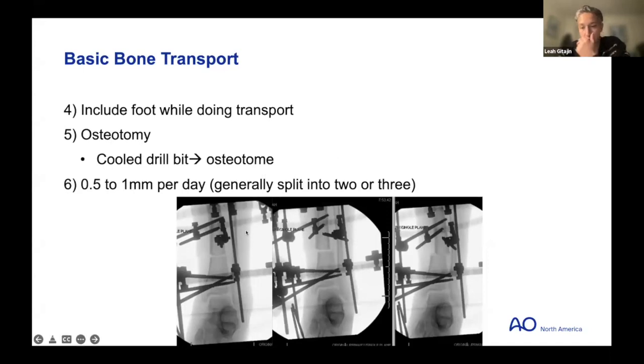And these fluoro images are just in the operating room. When you make your osteotomy, you always want to make sure that your osteotomy is complete and not tethered, so you move it back and forth a little bit. But when you think about a 5 centimeter defect at 1 millimeter a day, you're talking about 50 days of transport for this patient. So when you're talking to patients, you need to be really clear on what the plan is and whether that's something they're going to be able to do.